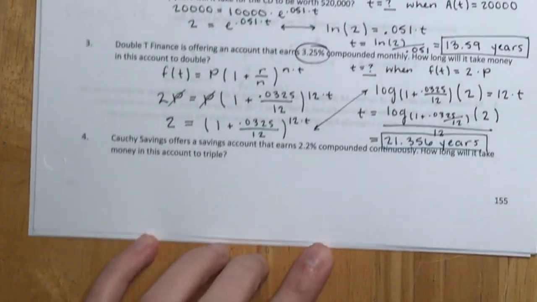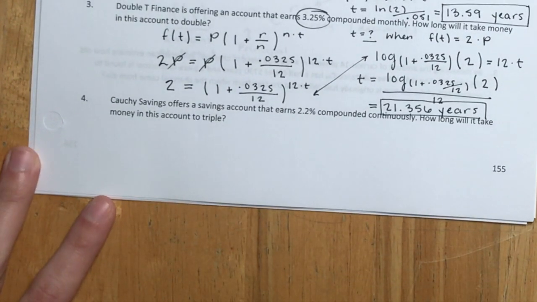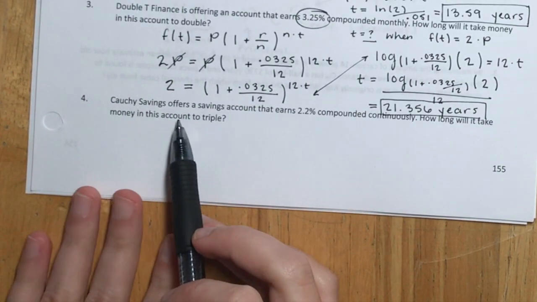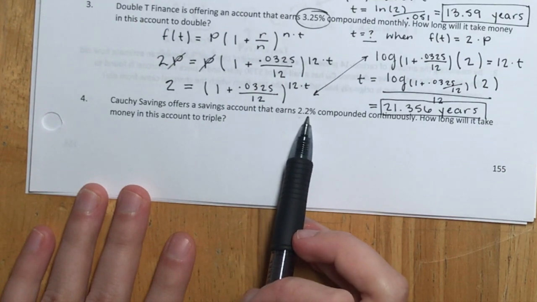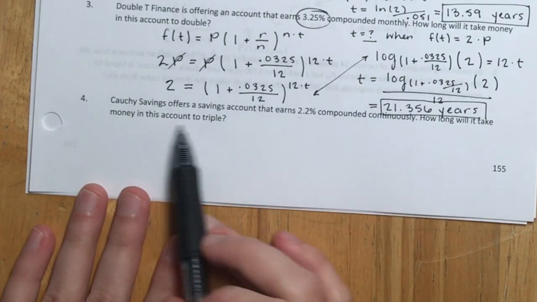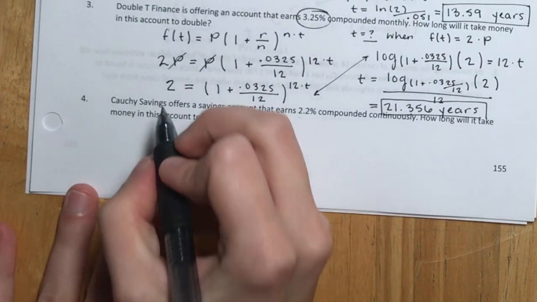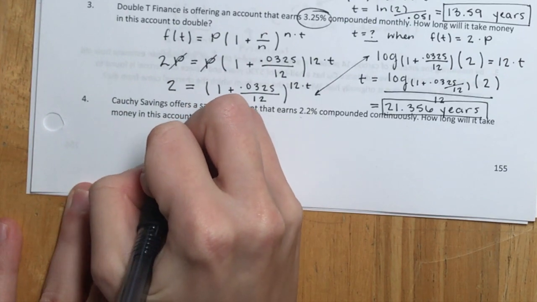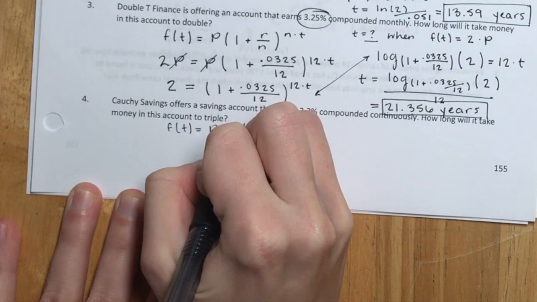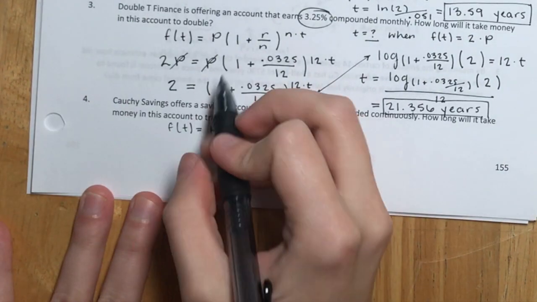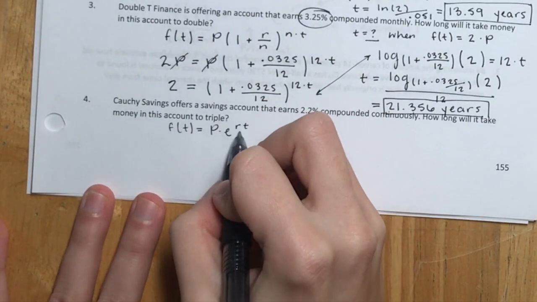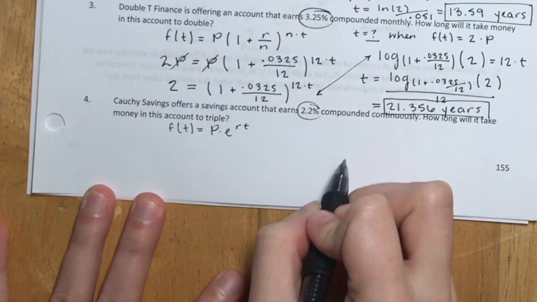All right, last question on this page here says Koshi Savings, that's another weird math person name, offers a savings account that earns 2.2% compounded continuously. How long will it take the money in this account to triple? So let's pull out our formula. We are compounded continuously, so we're going to use this guy. We don't know what P is. We're not sure what our principal is. But we know that our rate is 2.2%.